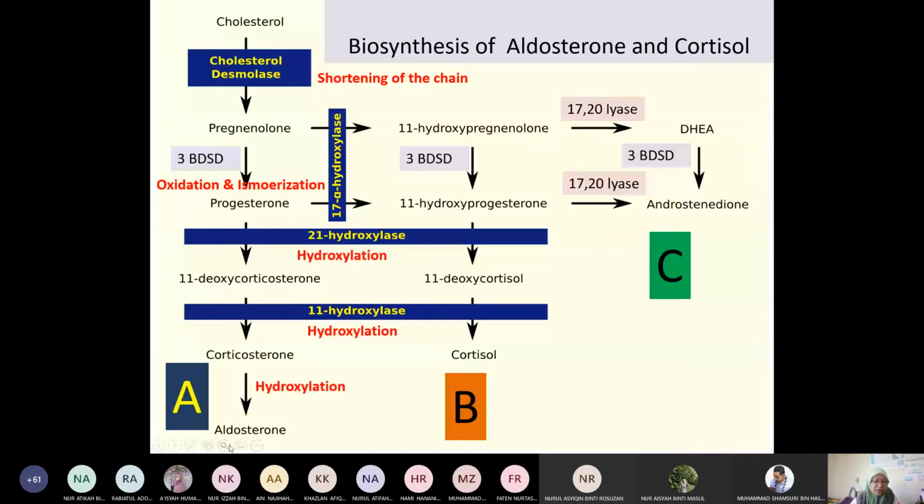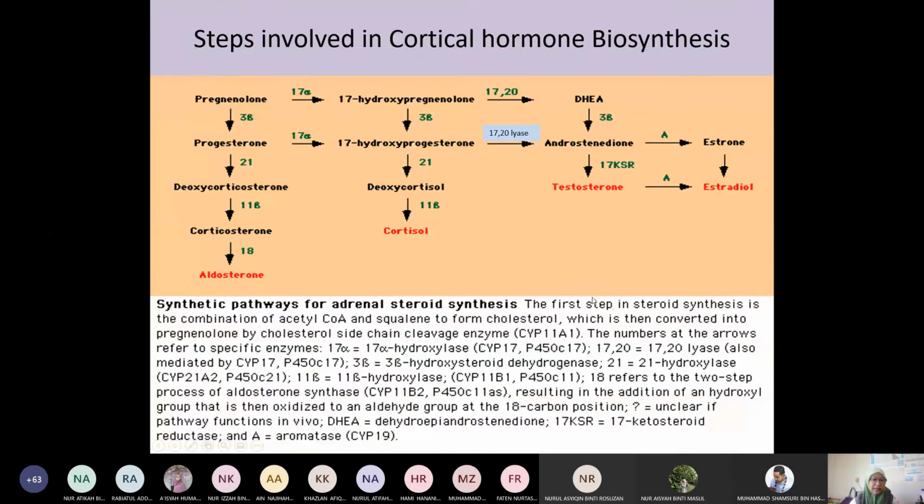Since these contain 21 carbons in their structure, in order to synthesize the shorter carbon chain androgens, 17,20-lyase degrades the carbon chain and makes DHEA, which contains 19 carbons, and the same 3-beta dehydrogenase acts on it and forms androstenedione. Androgen can be derived either from DHEA or from 17-hydroxyprogesterone as well. So these are the reaction processes. This is the classical pathway: pathway A, pathway B, and pathway C.